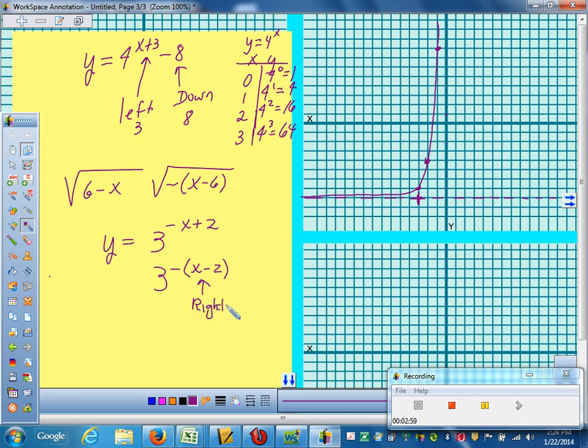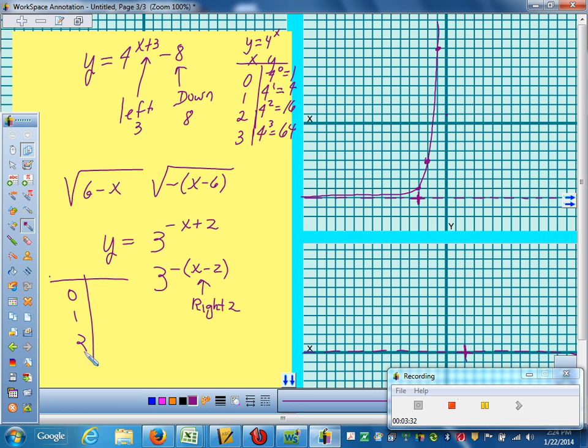Is it going up or down any? Any number added on the back? Nope. So we are just going to go right 2, so we're just shifting over just a little bit. And I'm going to immediately put my asymptote on there, which is still on the x-axis then. Okay, so how do I get a t-table of points to plot? What should I do? What points should... 0, 1, 2.